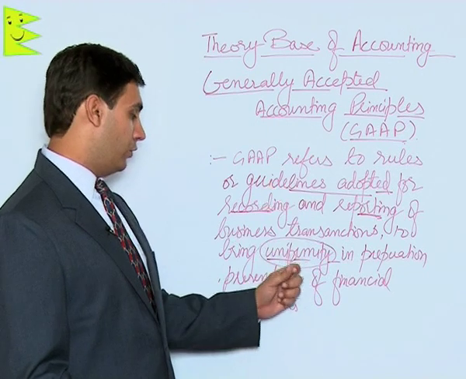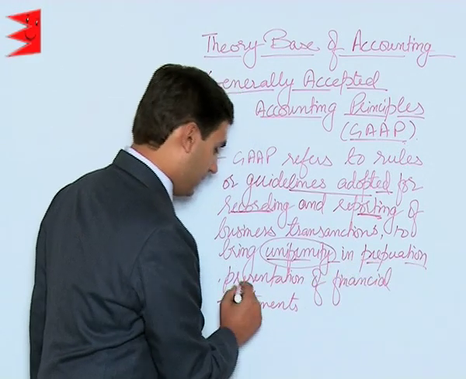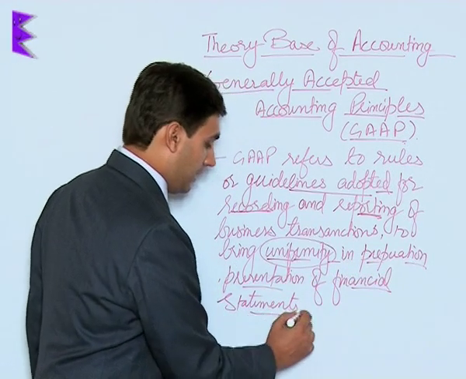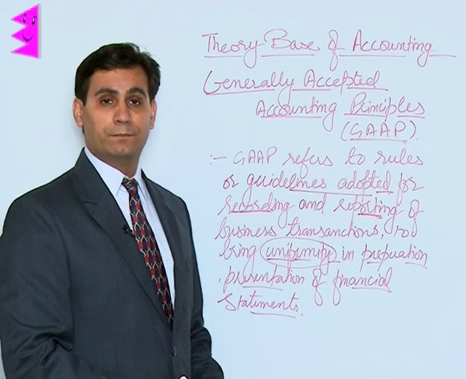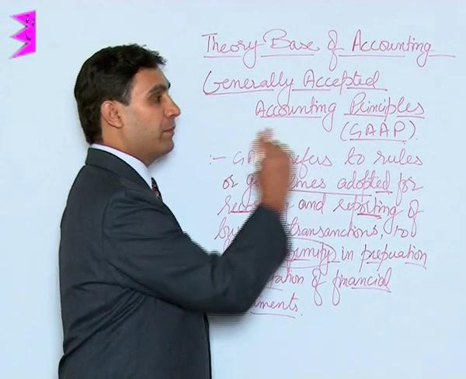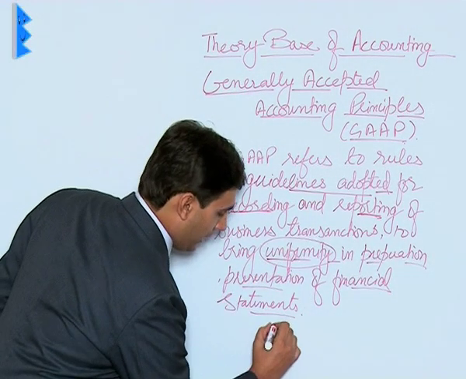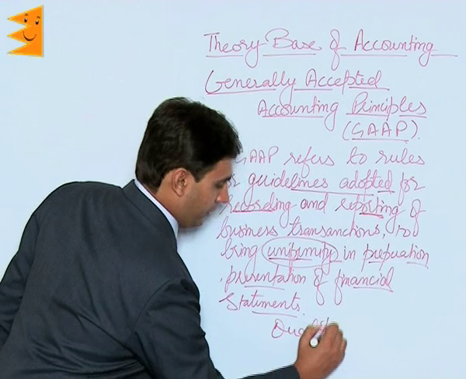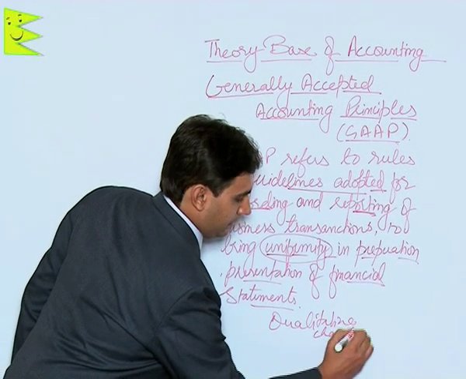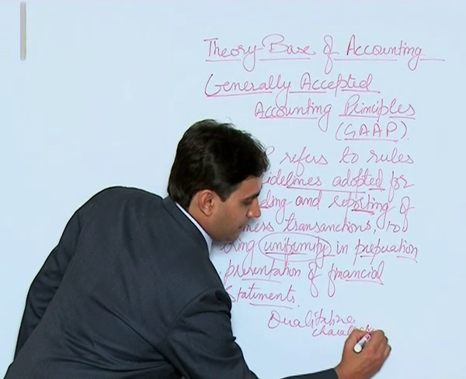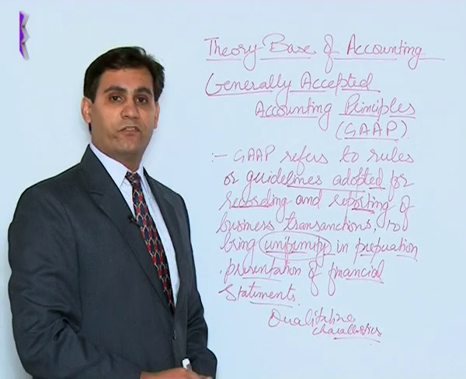They bring about uniformity so that the preparation and the presentation of financial statements can be done in a useful and meaningful manner. So what these GAAP principles do, they bring about what we call qualitative characteristics. They lend a quality to the accounting information.